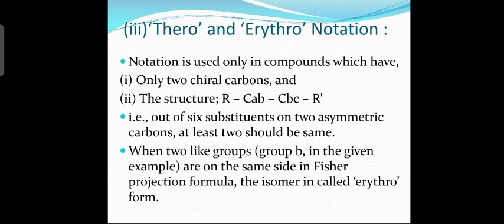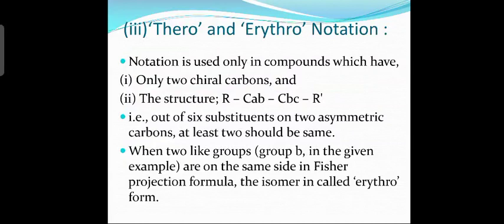Today, let us concentrate on threo and erythro notation, and then E and Z notation. Okay. Now, what is threo and erythro notation? This notation is used only in compounds which have two chiral carbon atoms. Okay. Now, what do you mean by chiral carbon atom? Chiral carbon atoms are the carbon atoms linked to four different groups or atoms.